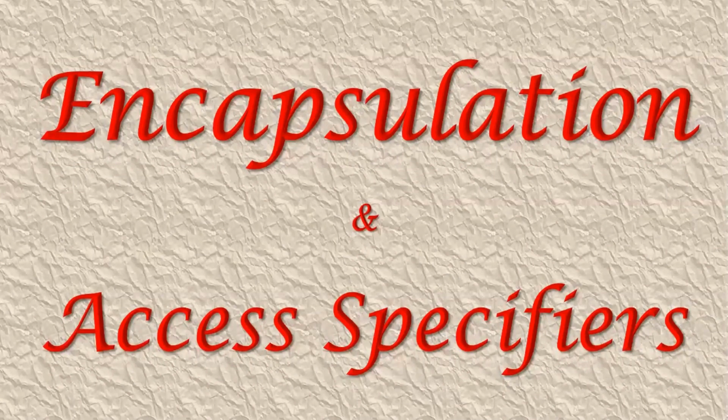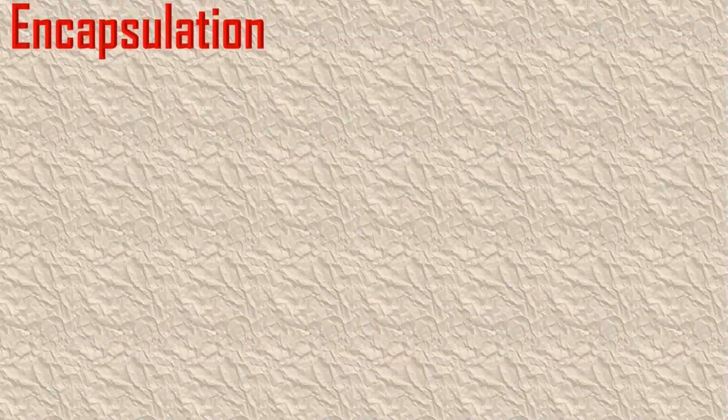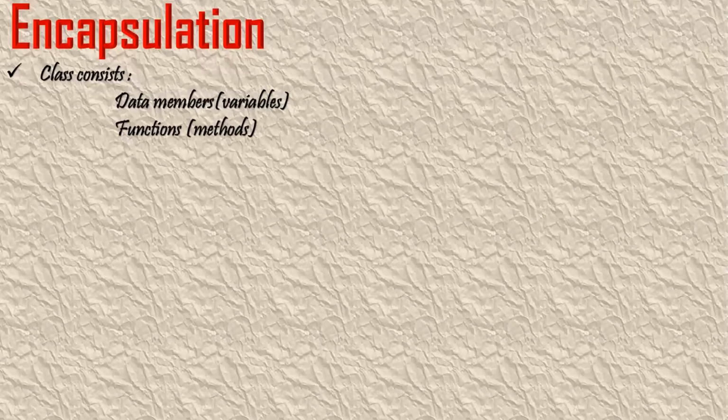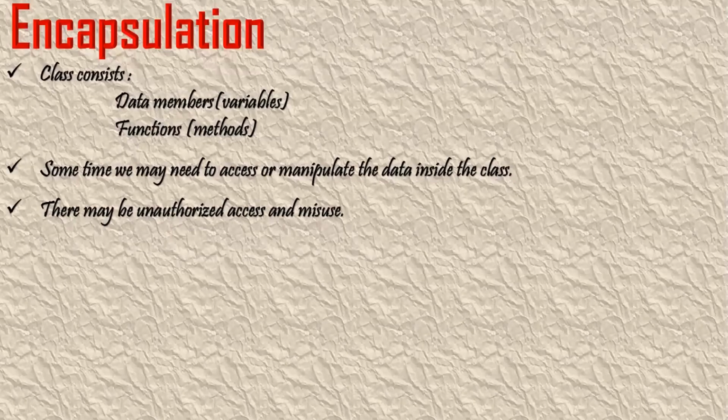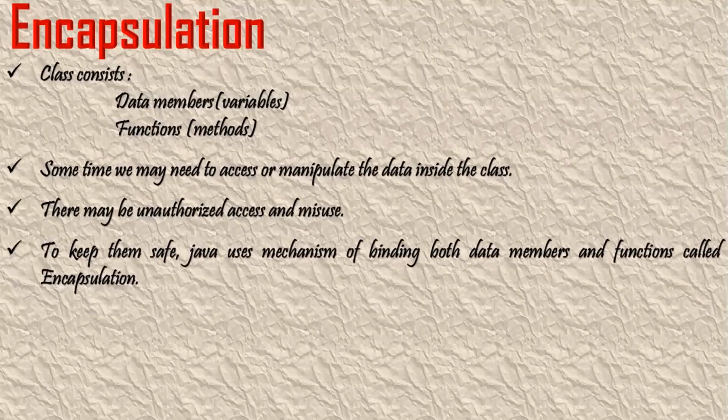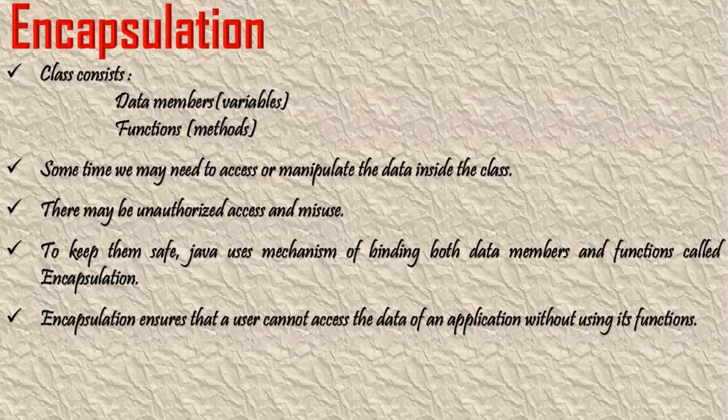Encapsulation and access specifiers. We know two main things which are in the class: data members, which contain information, and functions or methods that perform operations. Sometimes we may need to access or manipulate the data inside the class. There may be unauthorized access and misuse also then. To keep it safe from unauthorized access, Java uses a mechanism of binding both data members and functions, called encapsulation. Encapsulation ensures that a user cannot access the data of an application without using its functions.